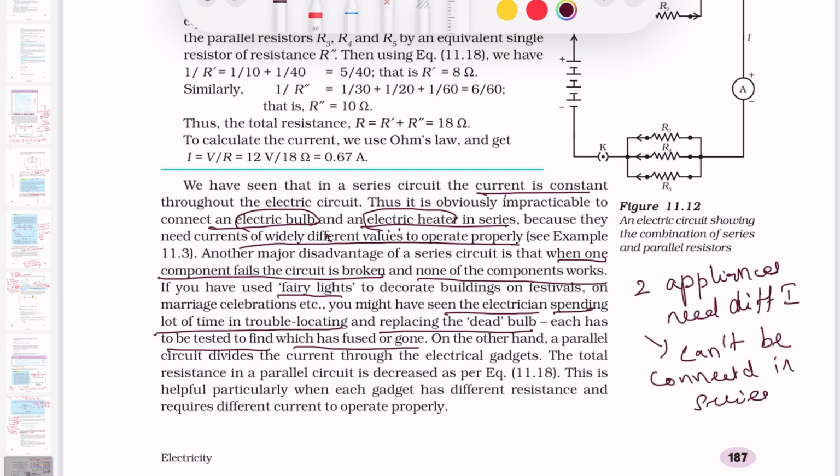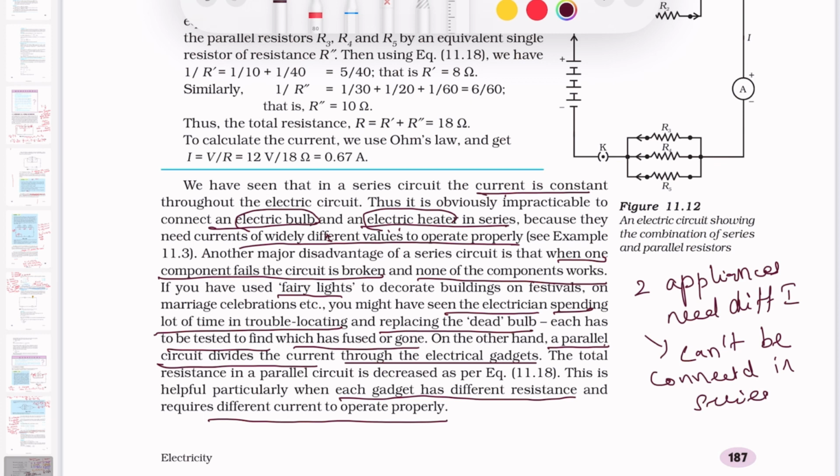Now, what is the advantage of a parallel circuit? A parallel circuit divides the current through the electrical gadgets. So in a parallel circuit, if the two gadgets are working with the same voltage, I can put the different gadgets in different lines. In a parallel way, I can connect them because it divides the current, when the gadgets have different resistance and require different current to operate properly.